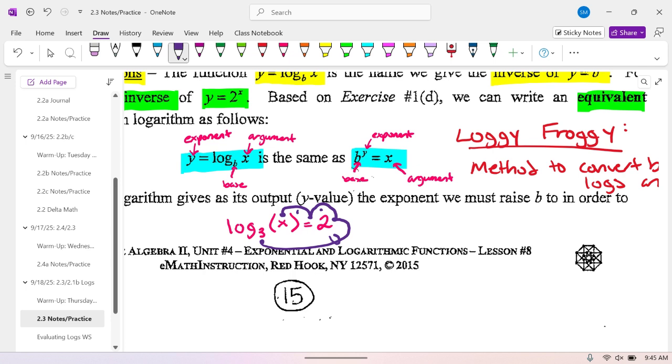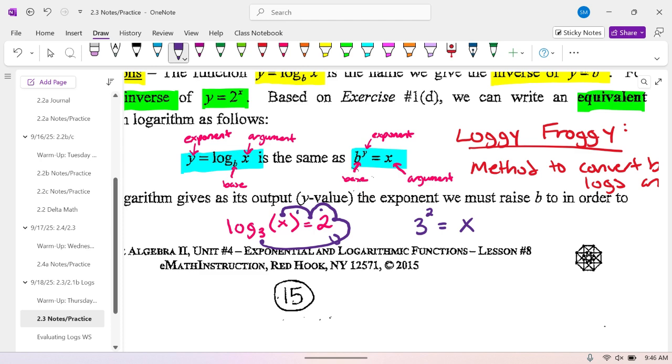So if I write it in the order of the exponential, so b raised to some power is equal to some value, this would be 3 squared is equal to x. And all I did was write it in the order of my frog. So you got to remember the basic orders. You got to remember at least this part. But after that, Loggy Froggy tells you exactly how to write it from left to right for each piece. Does that make sense?